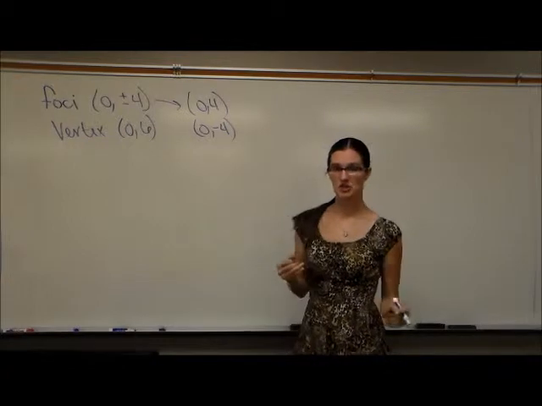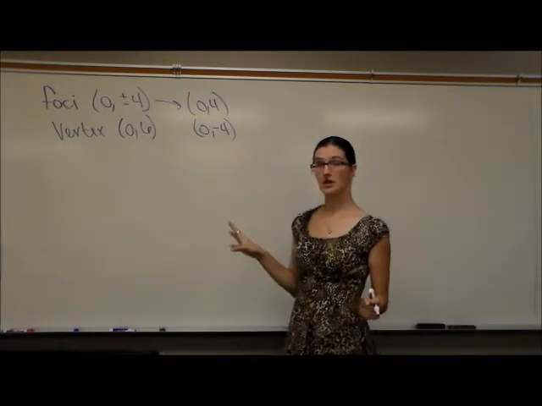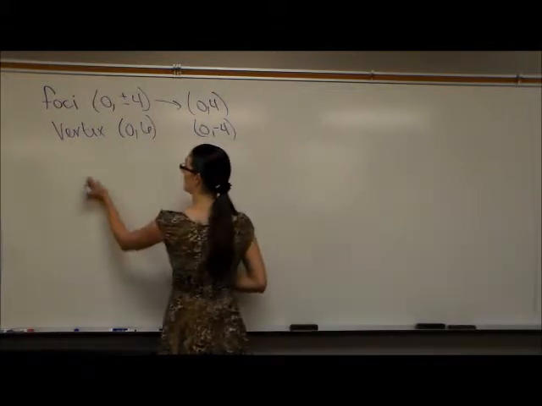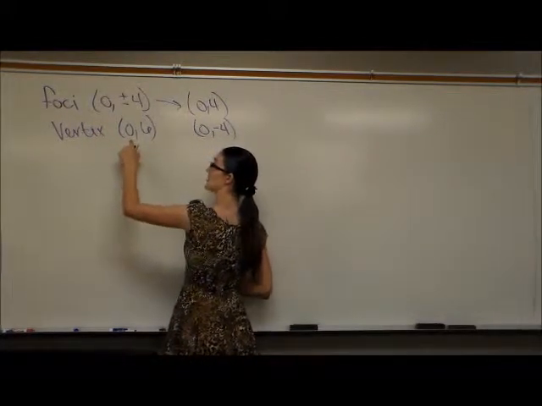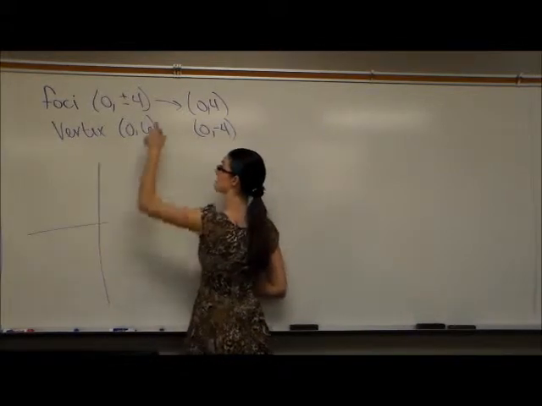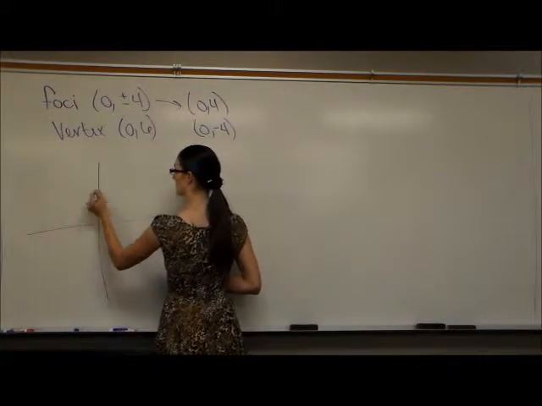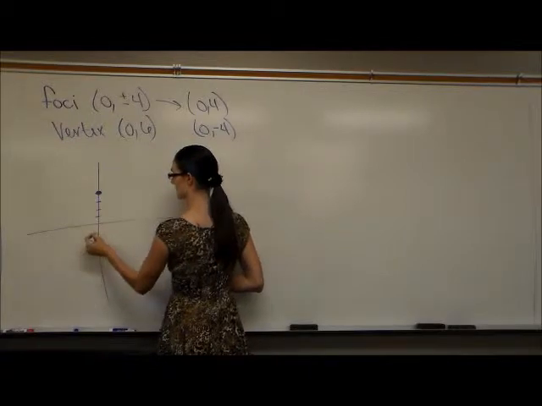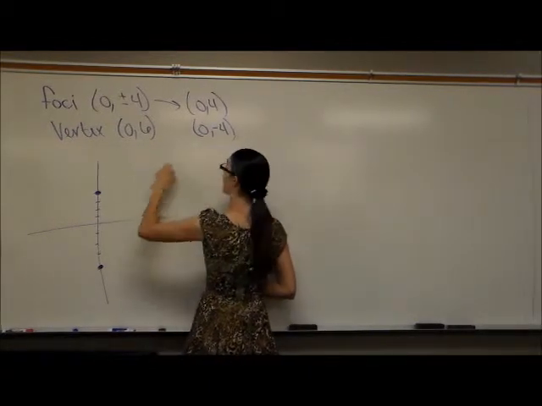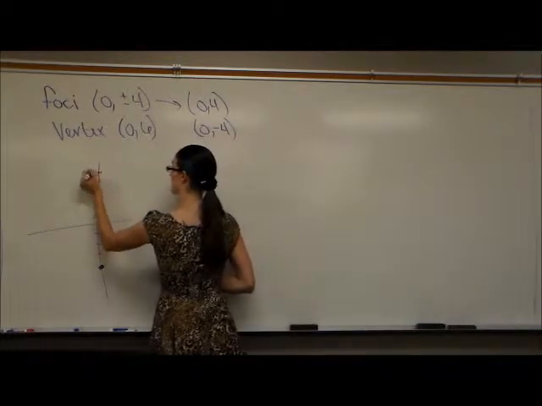I like to start with a picture. Now, don't get too gung-ho and put these all on the x-axis. It's really easy to do. Since the x value is always 0 for both of these, that tells you they're both on the y-axis. So 0, 4 is here. 0, negative 4 down there. And your vertex is 0, 6.